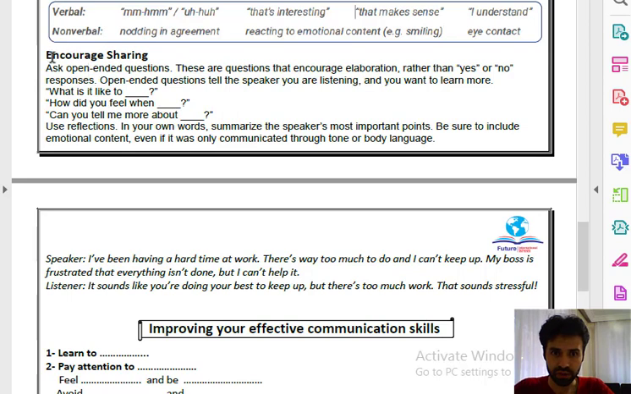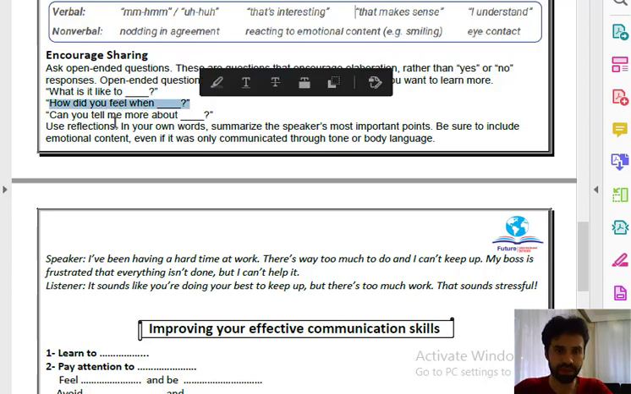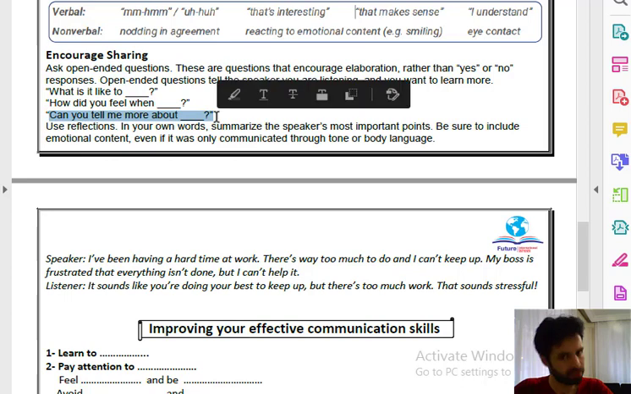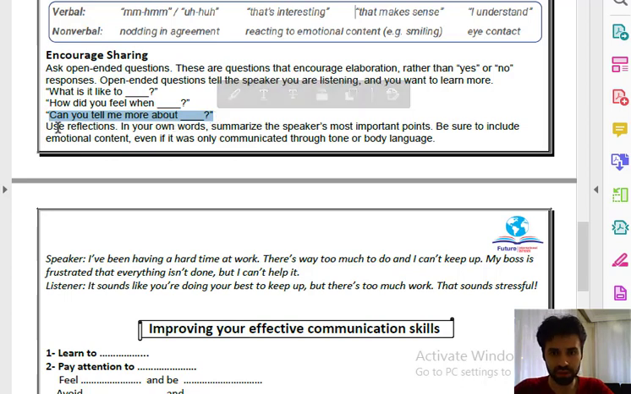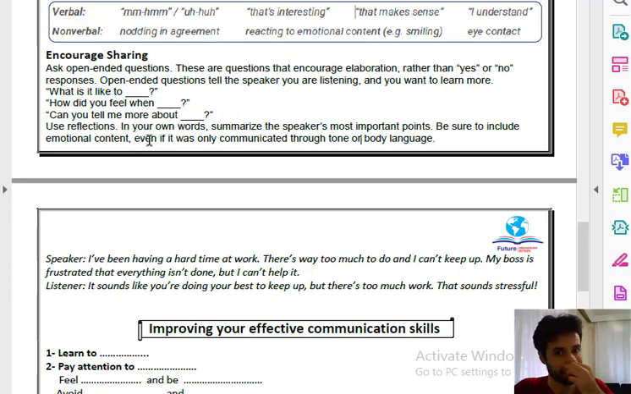So for encouraging sharing, you can ask open-ended questions like, how did you feel when blah blah blah happened? Can you tell me more about the story, or what happened to that person? These kinds of sentences really help you to get more information from the speaker and also encourage him or her to speak about himself or herself. And when that speaker talks about himself, he or she will really feel good.